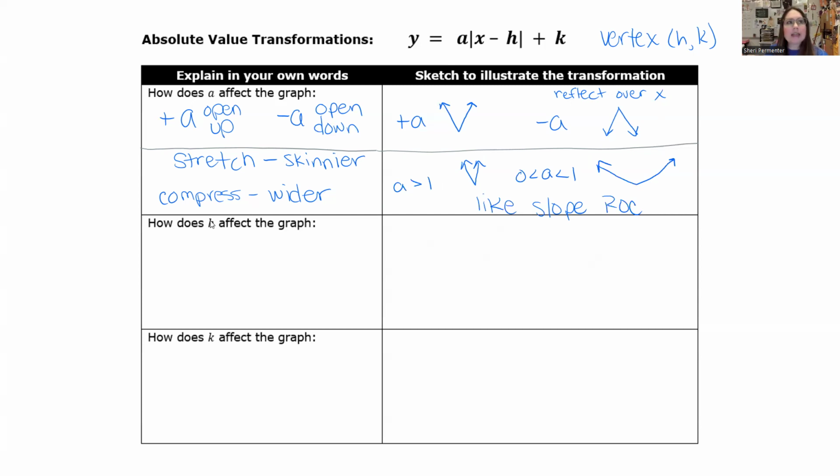Now we're going to talk about H. H is part of my vertex. It's the X part of my vertex. And so the X-axis is left and right. So the H moves me left and right. But one thing about H is that it moves opposite.